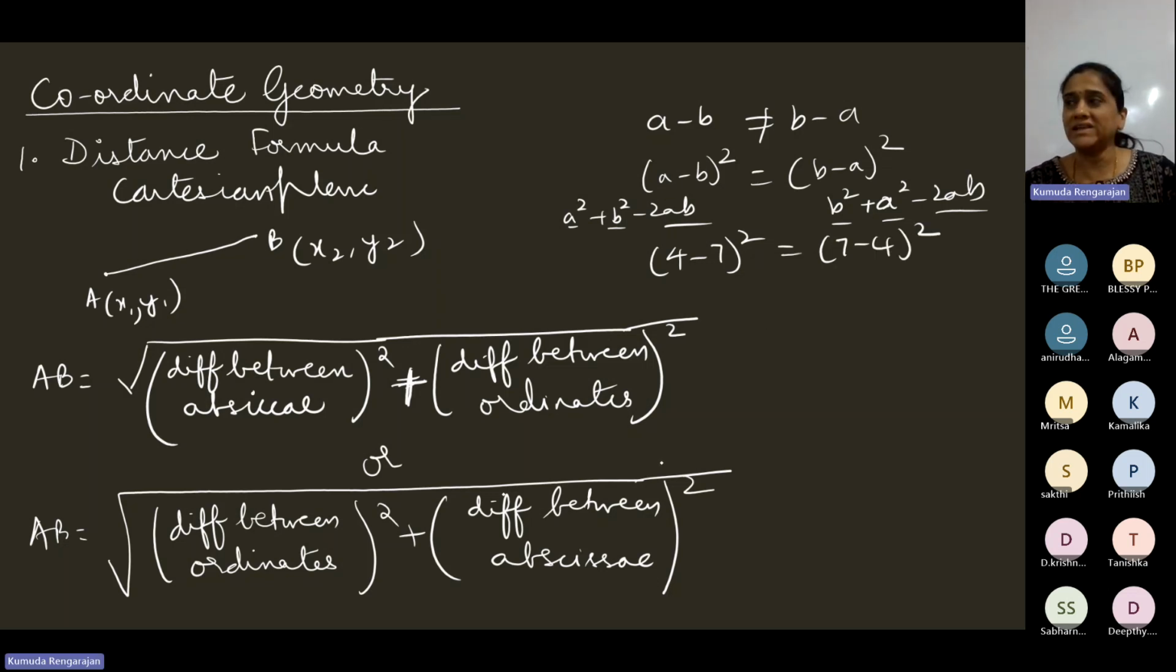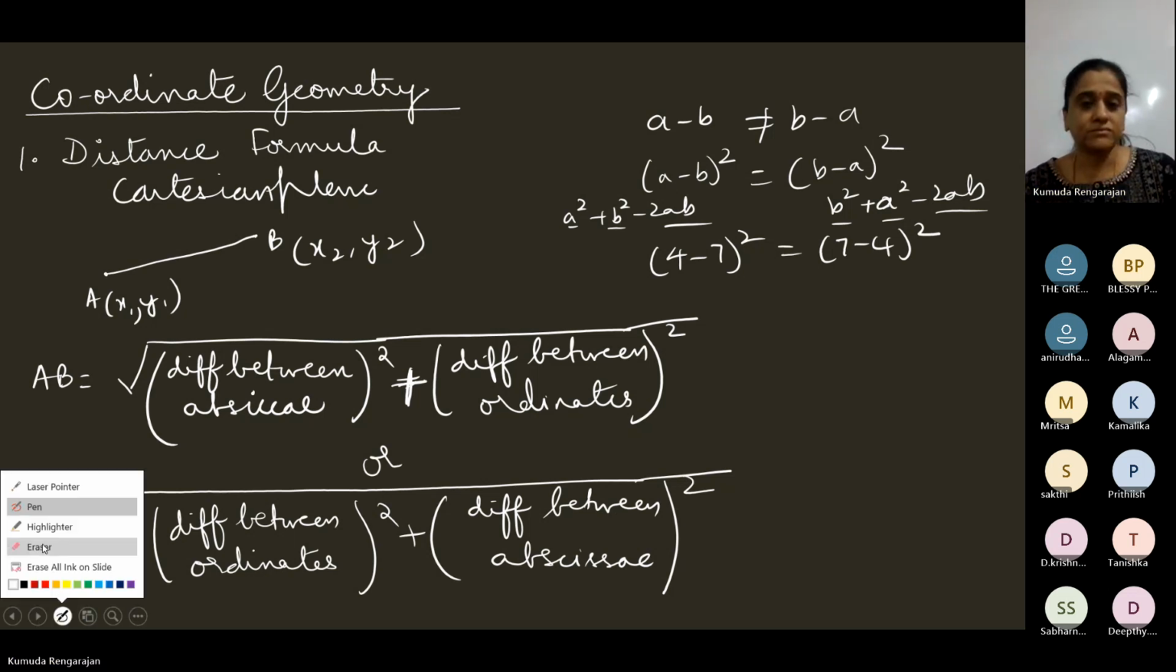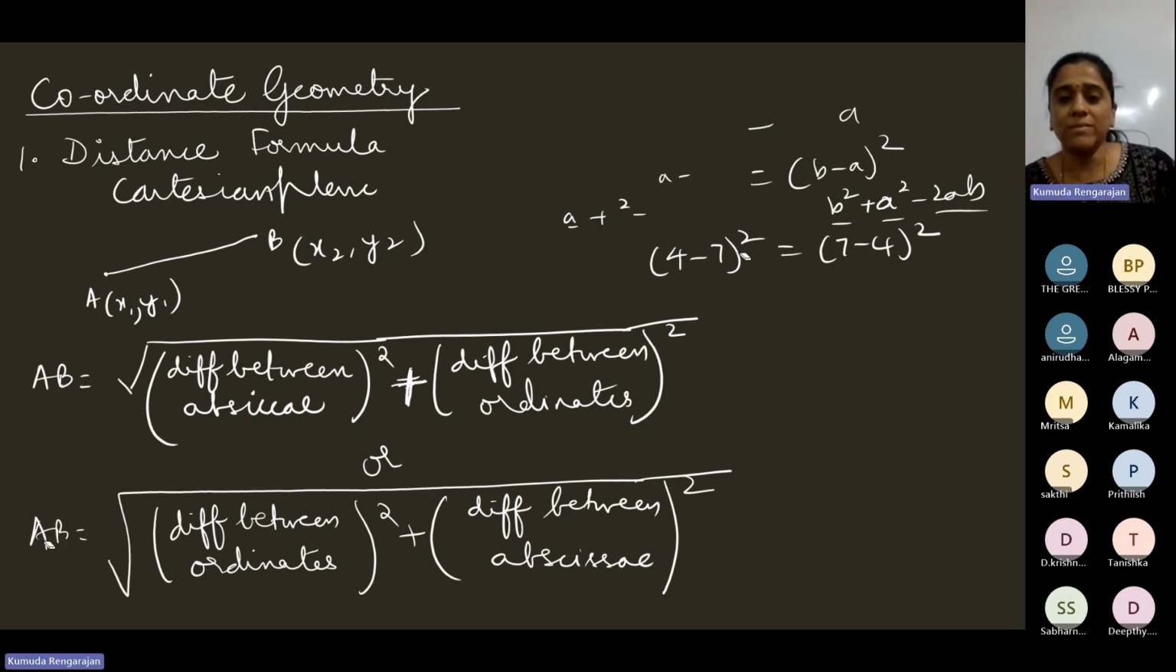4 minus 7 is minus 3, the whole squared, 9. 7 minus 4 is 3, 3 squared is 9. Both are the same. A minus B is not the same as B minus A, but A minus B the whole squared is the same as B minus A the whole squared. Okay. So A minus B the whole square is the same as B minus A the whole square.